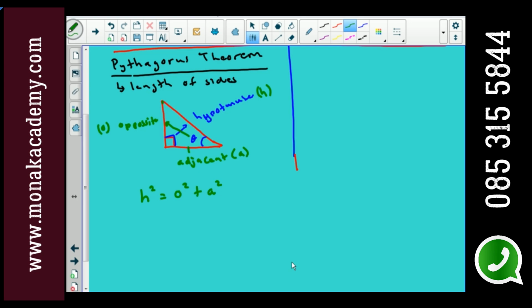So for Pythagoras theorem to work, you must always have two sides. There is no other way you can use it. It must be a right angle triangle, and you must always have two sides. That's the only time you can apply Pythagoras theorem. On a right-angled triangle.